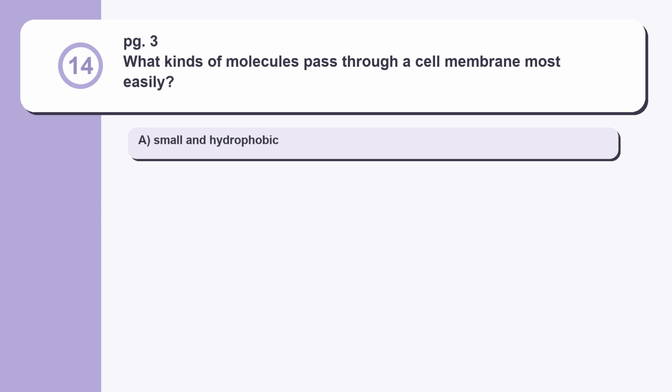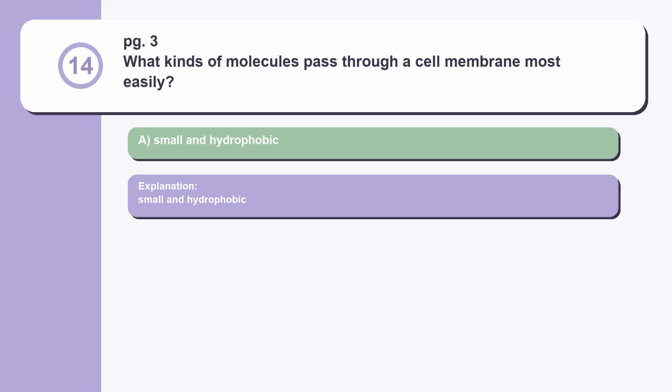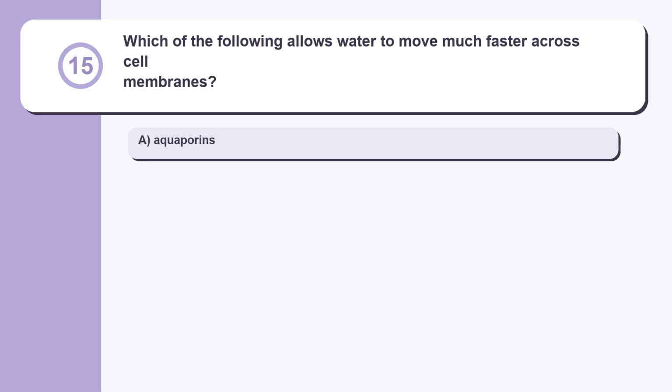Question 14. What kinds of molecules pass through a cell membrane most easily? Small and hydrophobic. Question 15. Which of the following allows water to move much faster across cell membranes? Aquaporins.